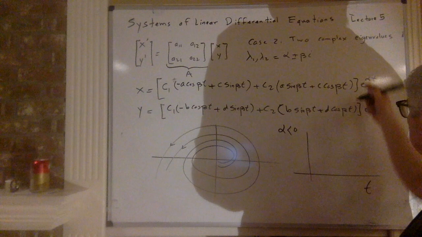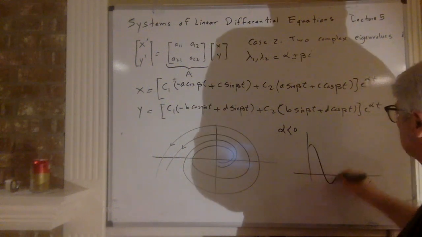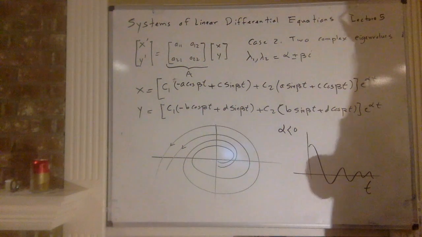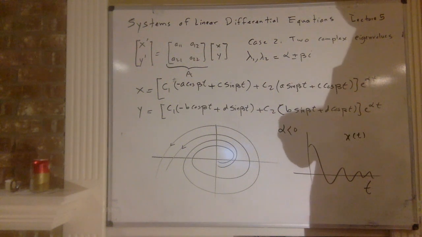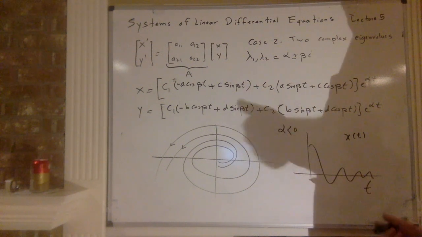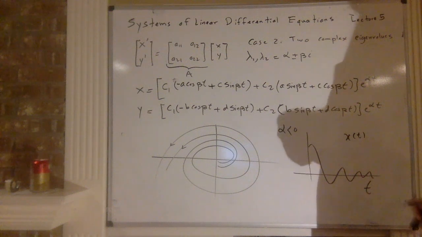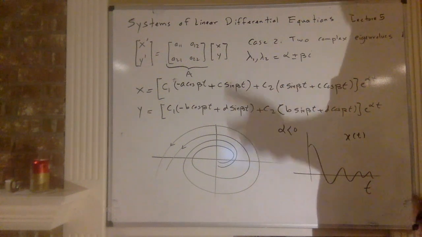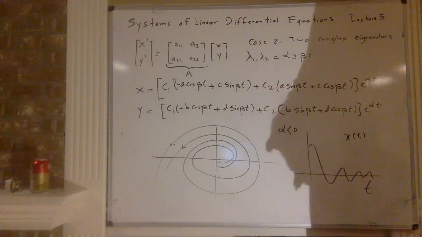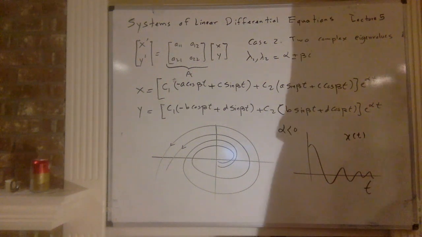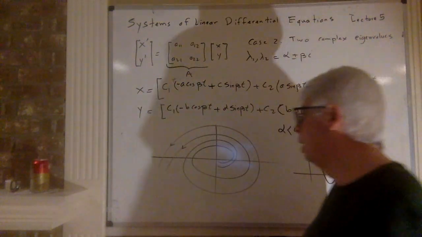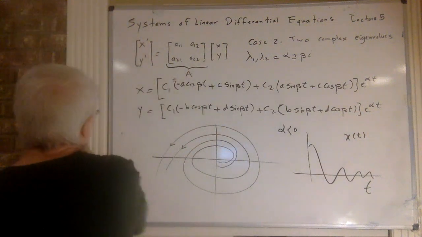So if alpha is negative, you can see this gets killed. So you will get something like this, right? So x(t), if alpha is negative, looks like this. And y too, y will be something else, but it is like a sinusoidal shape that dies. And if alpha is positive, it goes up, and the system just collapses.